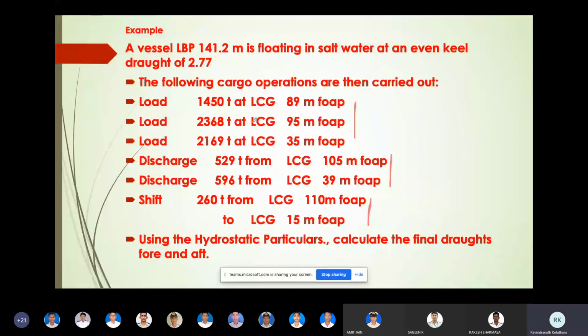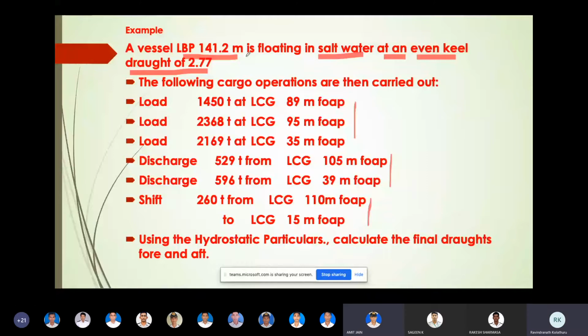A vessel of LBP 141.2 meters is floating in salt water at an even keel draft of 2.77. Okay, it is floating at a draft of 2.77. Now, as soon as you read this first line, what is the difference from the last problems you see here? There the displacement of the ship was given. Now here the displacement of the ship is not given.